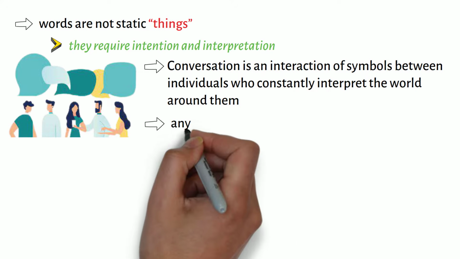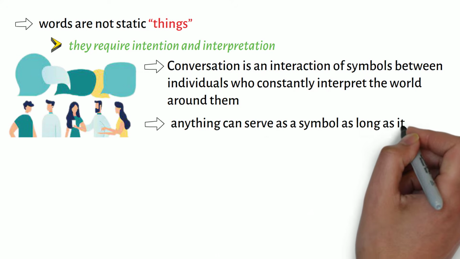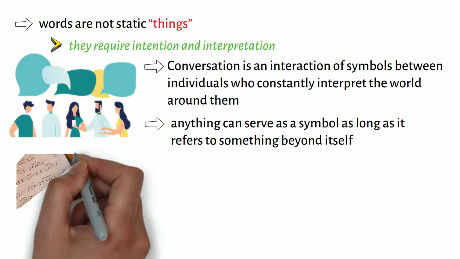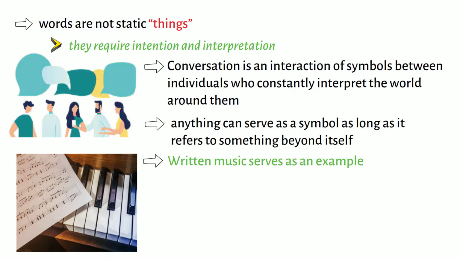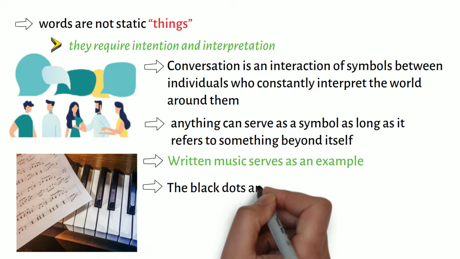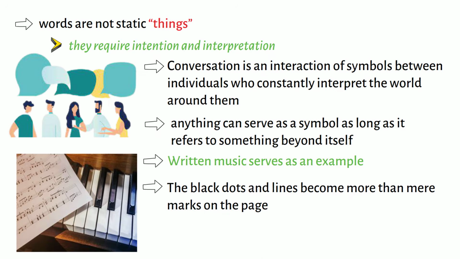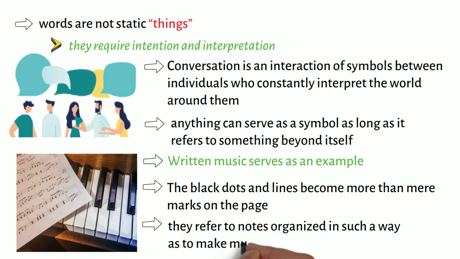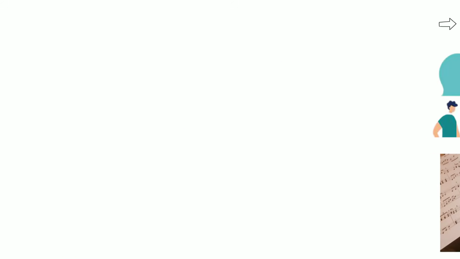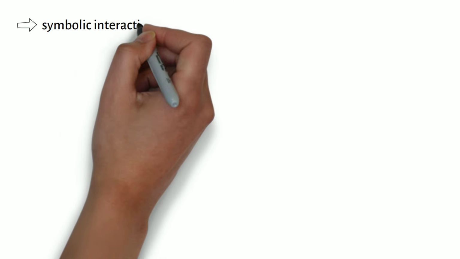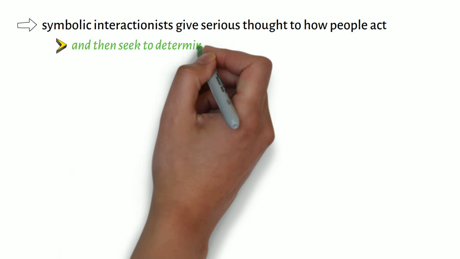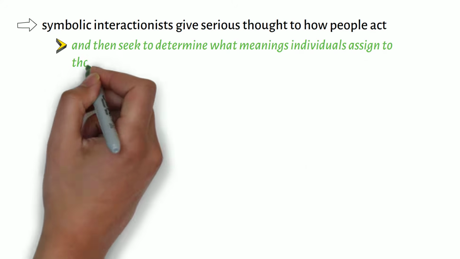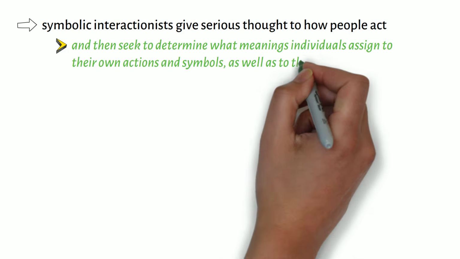Of course, anything can serve as a symbol as long as it refers to something beyond itself. Written music serves as an example. The black dots and lines become more than mere marks on the page. They refer to notes organized in such a way as to make musical sense. Thus, symbolic interactionists give serious thought to how people act, and then seek to determine what meanings individuals assign to their own actions and symbols, as well as to those of others.